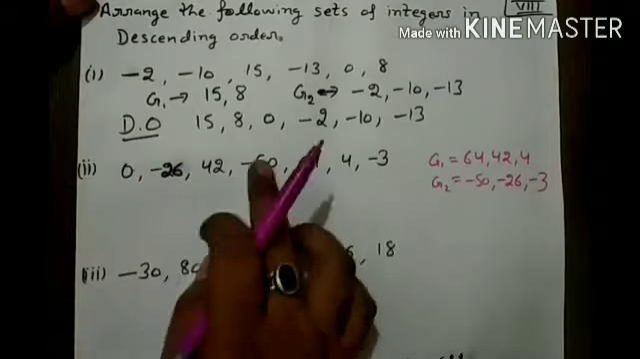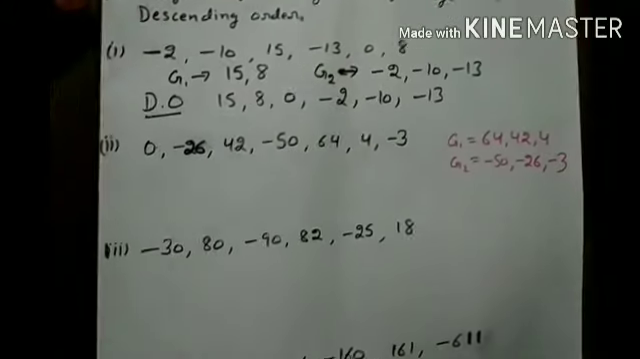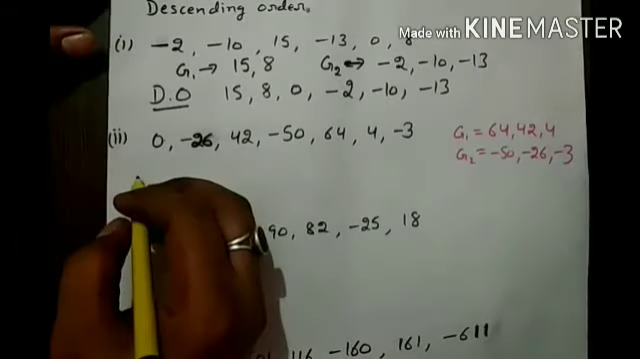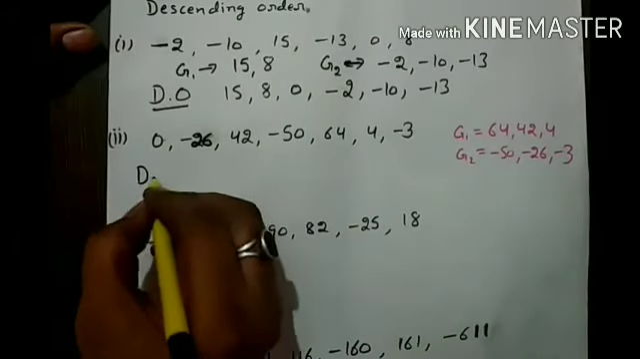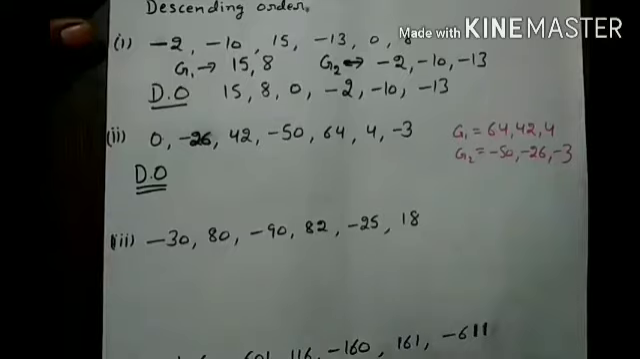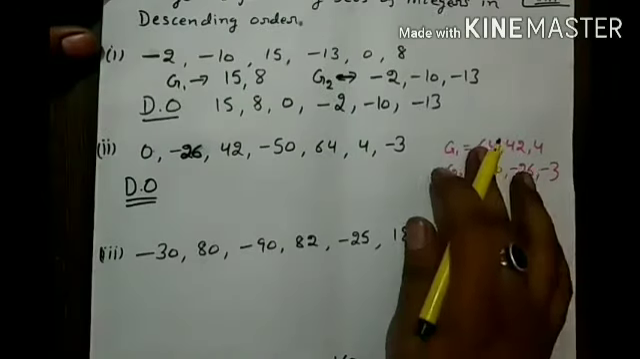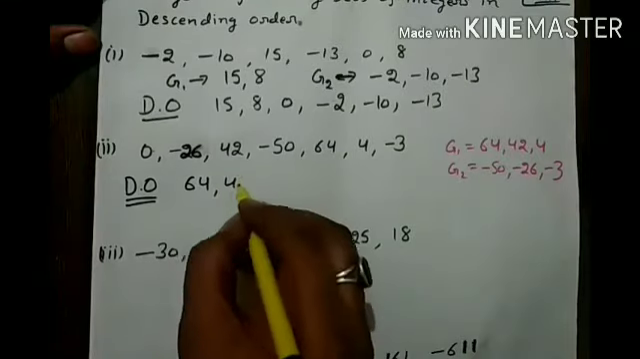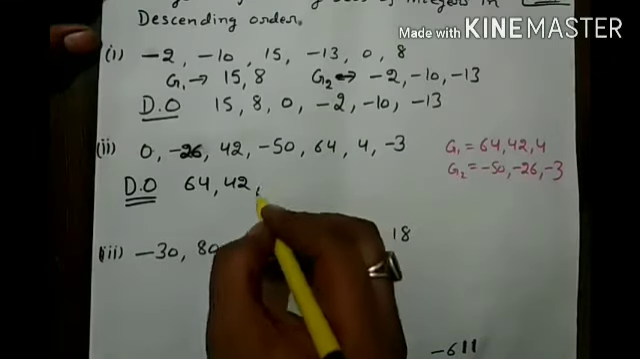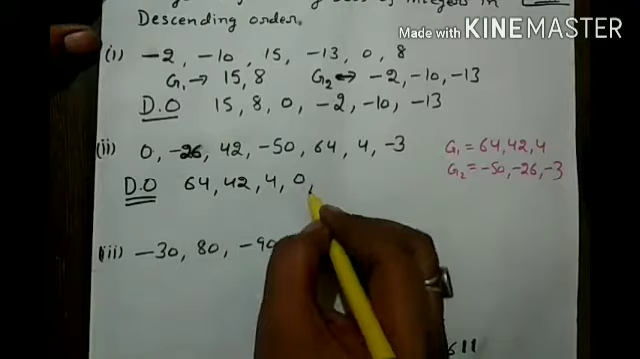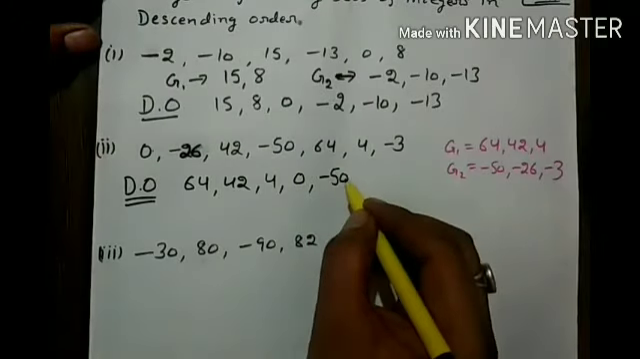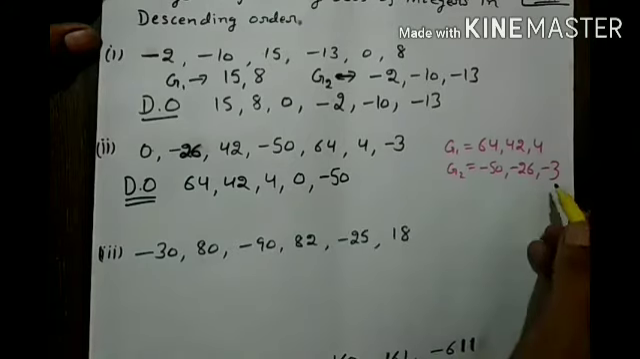Now count 1, 2, 3, 4, 5, 6, and one integer is 0. Now I will write them in the descending order. So firstly I will take the integers from group 1. At the first place 64, second place 42, third place 4. After that I will write 0, and then -50 or -3. Decide.